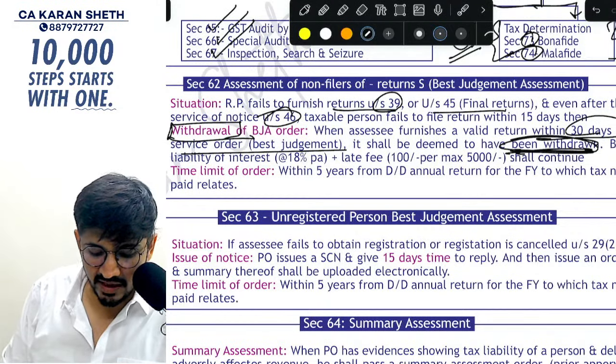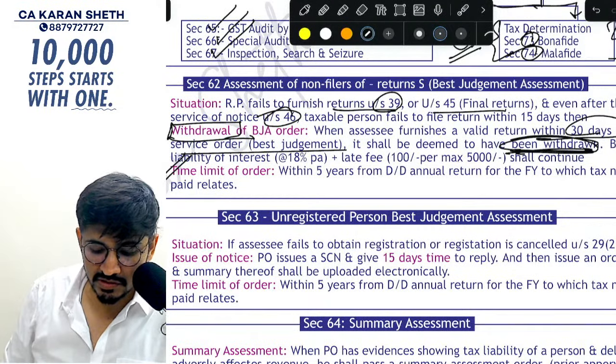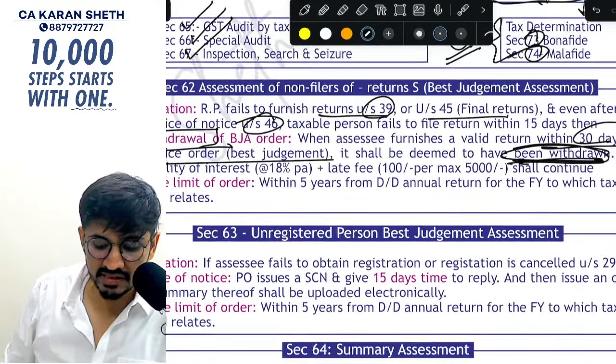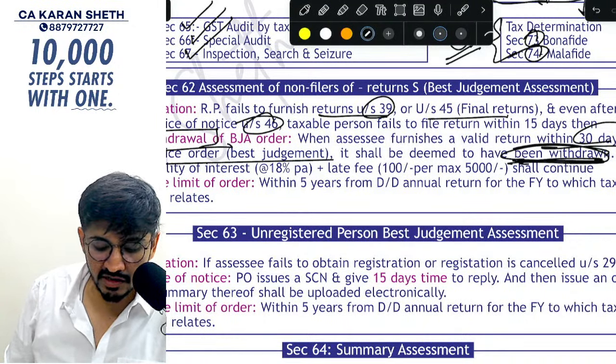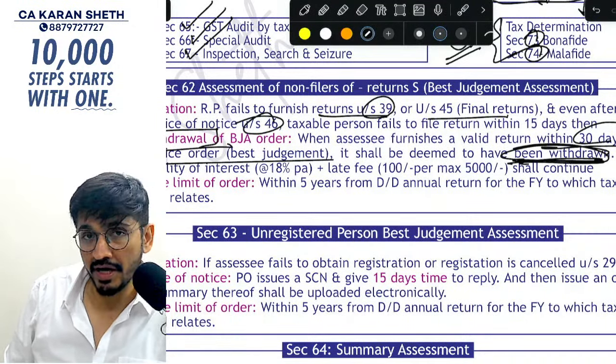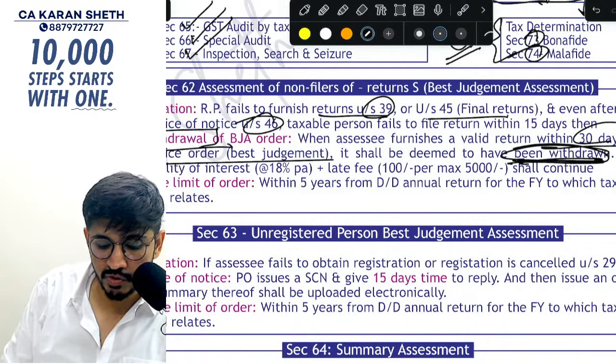Now understand that when I talk about the time limit within which the best judgment assessment order will be passed, it is 5 years from the due date of the annual return for the financial year to which the tax not paid relates. So what does that mean?